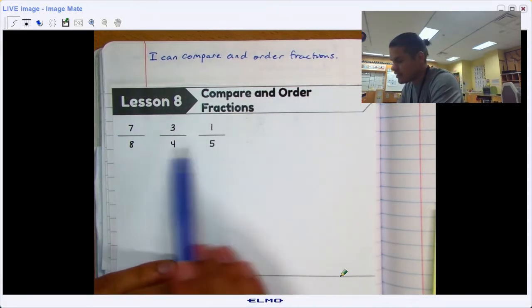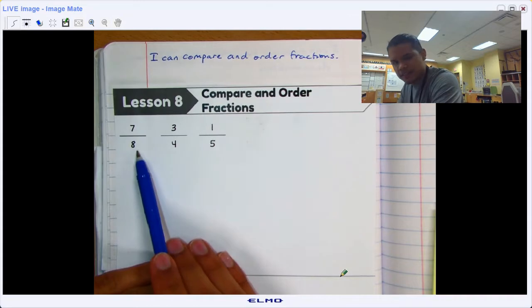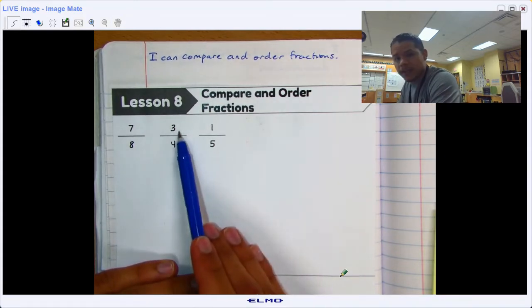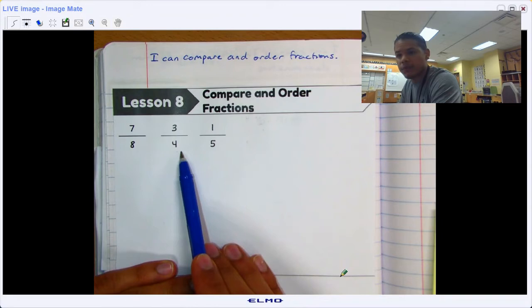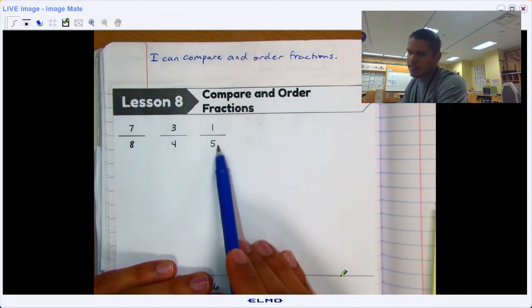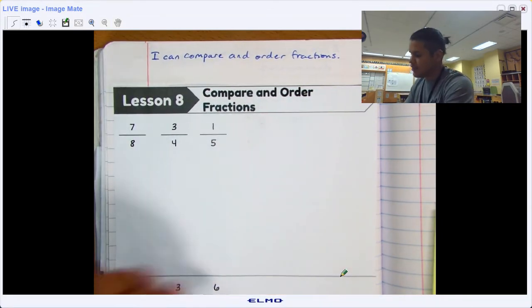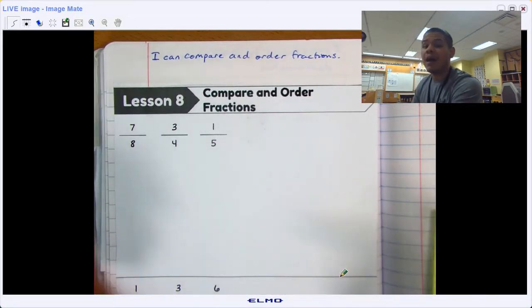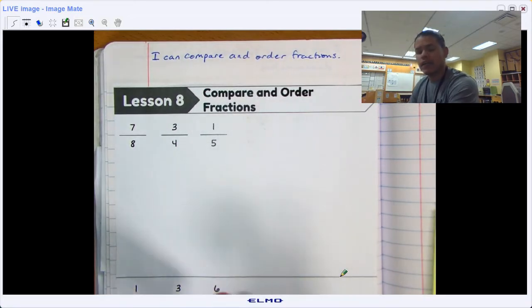So if I were to think about this, if I had a pizza that had 7 out of 8 slices, that's the majority of the pizza. If I had a pizza with 3 out of 4 slices, that's the majority of the pizza. But if I had 1 out of 5 slices, well, that's not the majority of the pizza. So I'm going to guess that this is probably the smallest fraction. But let me find a common denominator so I can compare them and put them in the proper order.